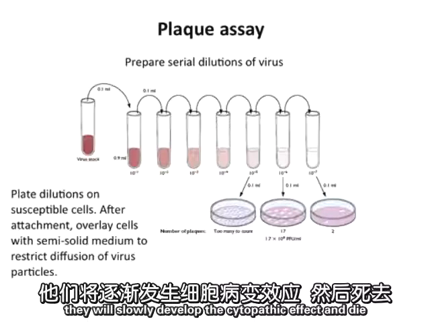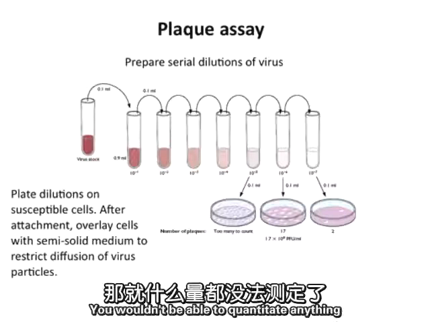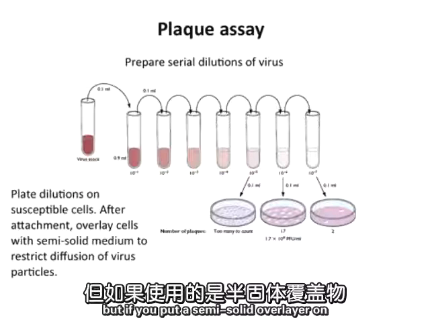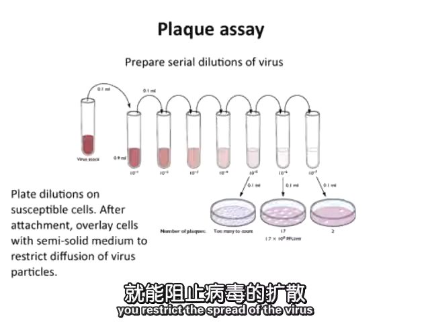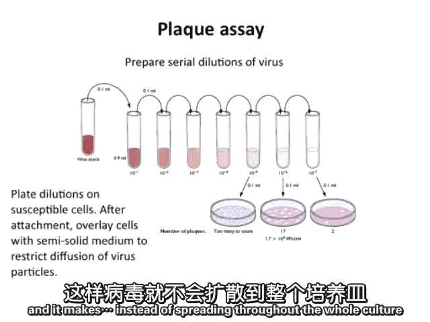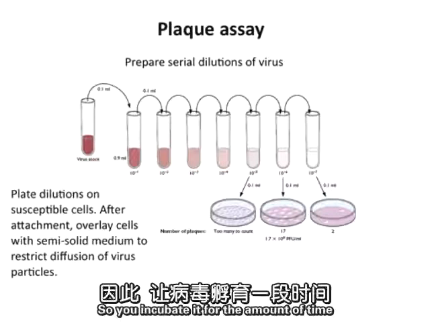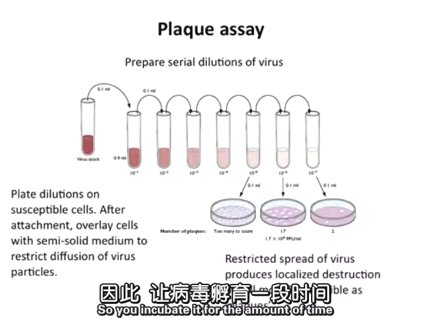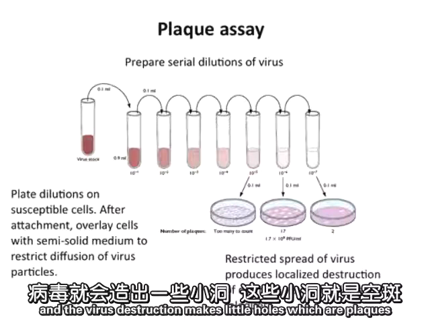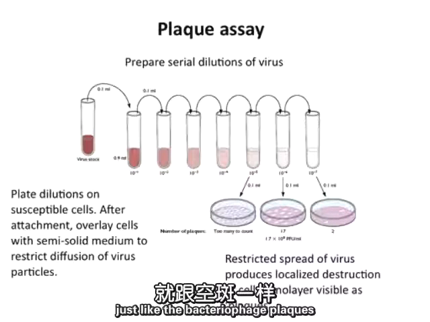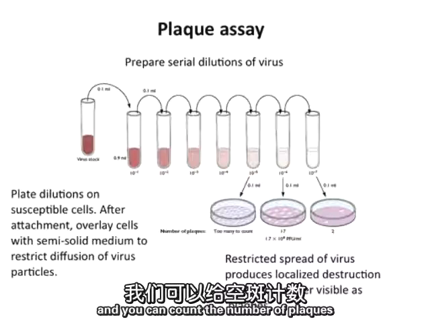They would slowly develop cytopathic effect and die, and you wouldn't be able to quantitate anything. But if you put a semi-solid overlay on, you restrict the spread of the virus, and instead of spreading throughout the whole culture, they make small holes in the cell monolayer. So you incubate it for the amount of time, and the virus destruction makes little holes, which are plaques, just like the bacteriophage plaques. And you can count the number of plaques.